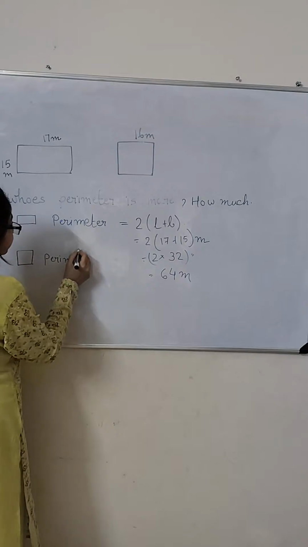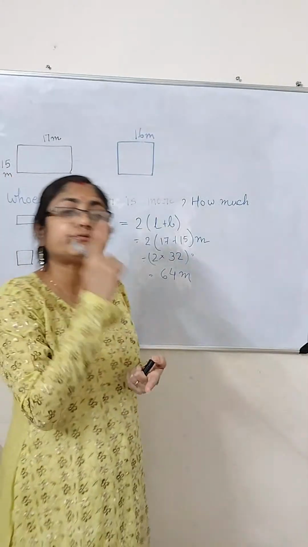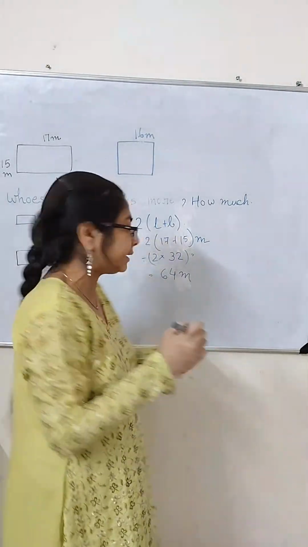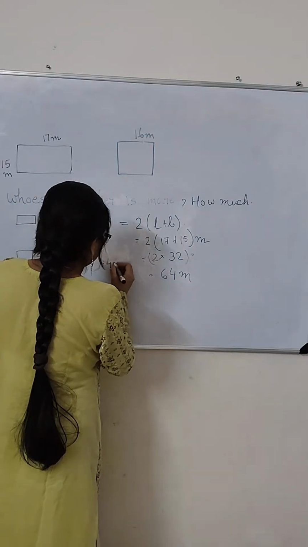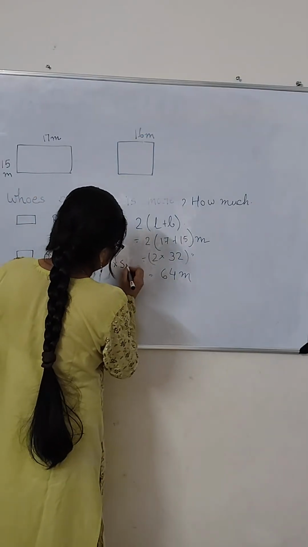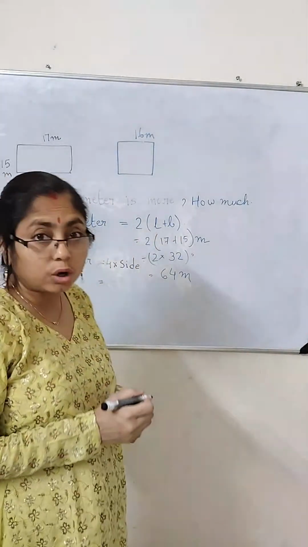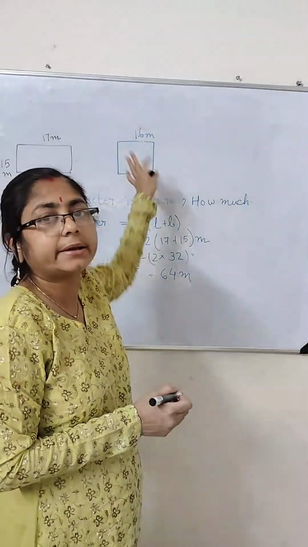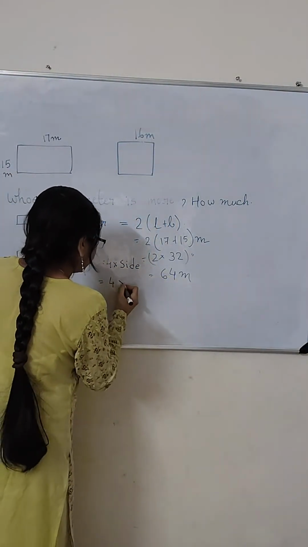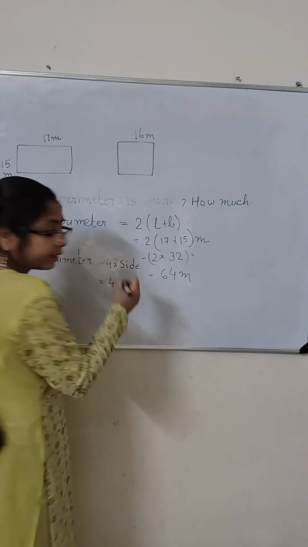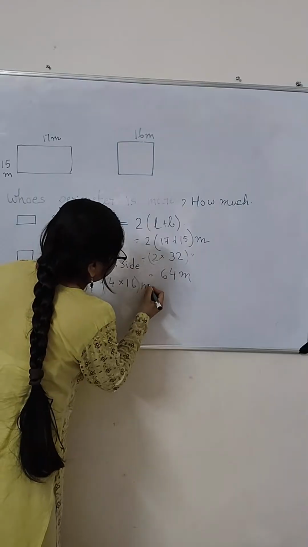Perimeter of square. What's the formula? It is 4 into side. So I write the formula first: 4 into side. After that, what's the value of the side? The value of the side is 16. So I write 4 into 16. Use bracket because I need the unit. So I write meter.